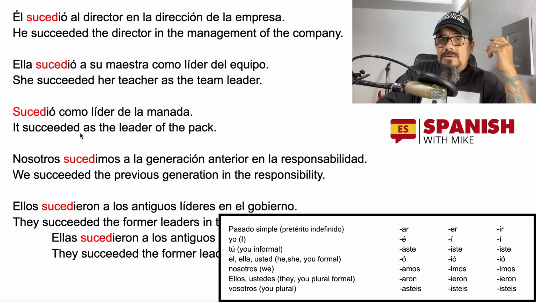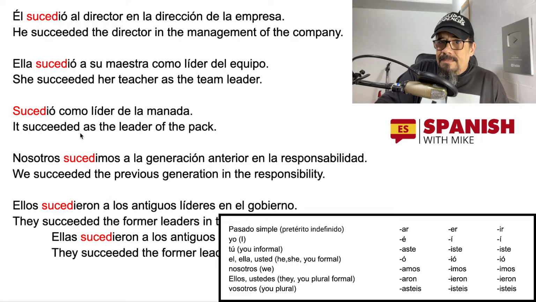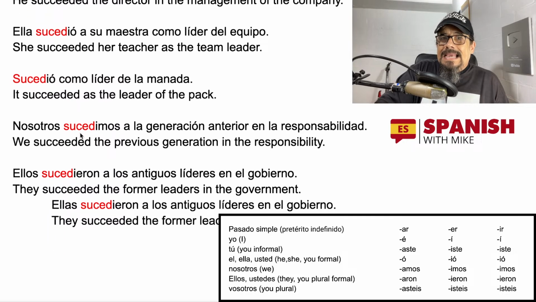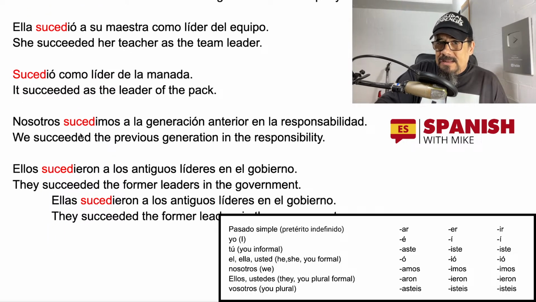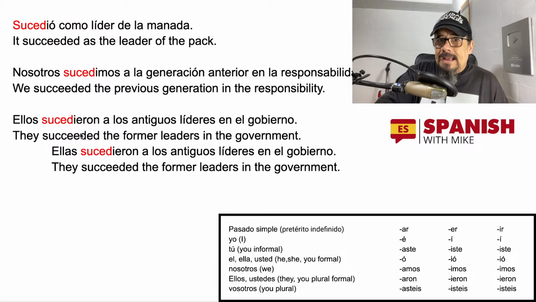Plural, Spain. Él sucedió al director en la dirección de la empresa. He succeeded the director in the management of the company. Ella sucedió a su maestra como líder del equipo. She succeeded her teacher as the team leader. Sucedió como líder de la manada. It succeeded as the leader of the pack.